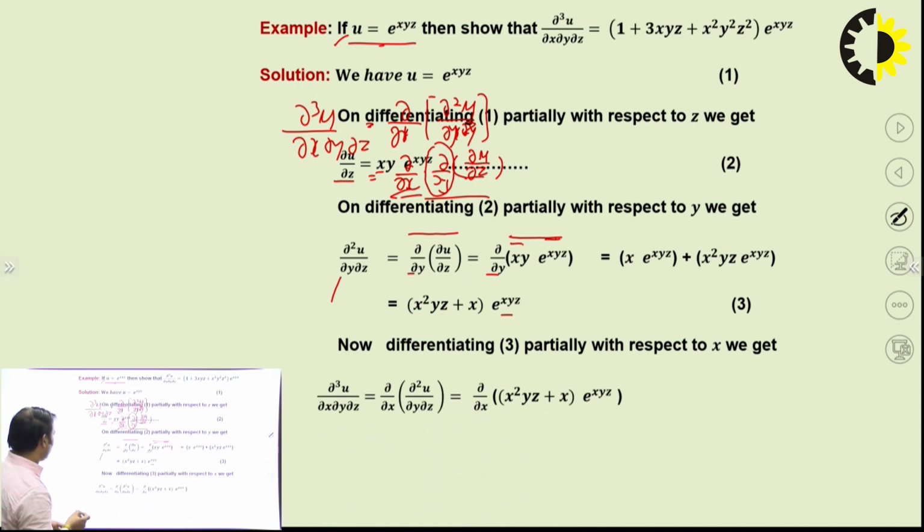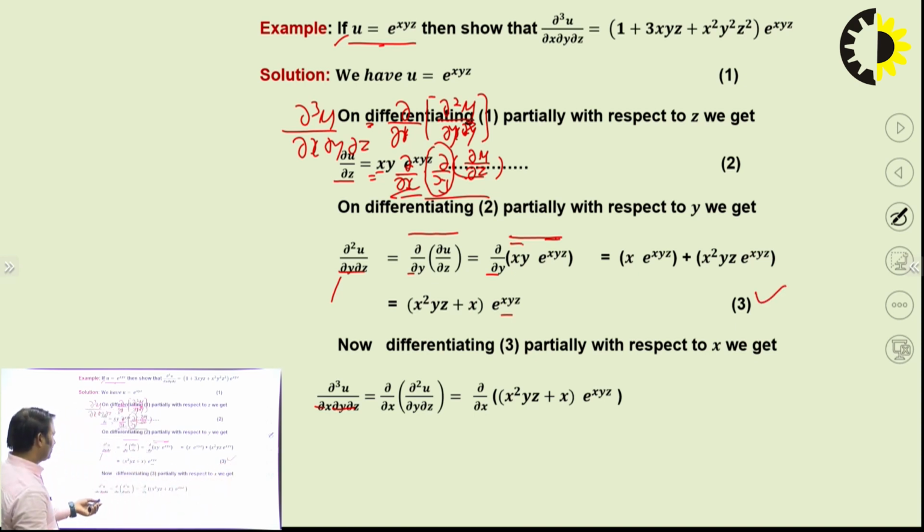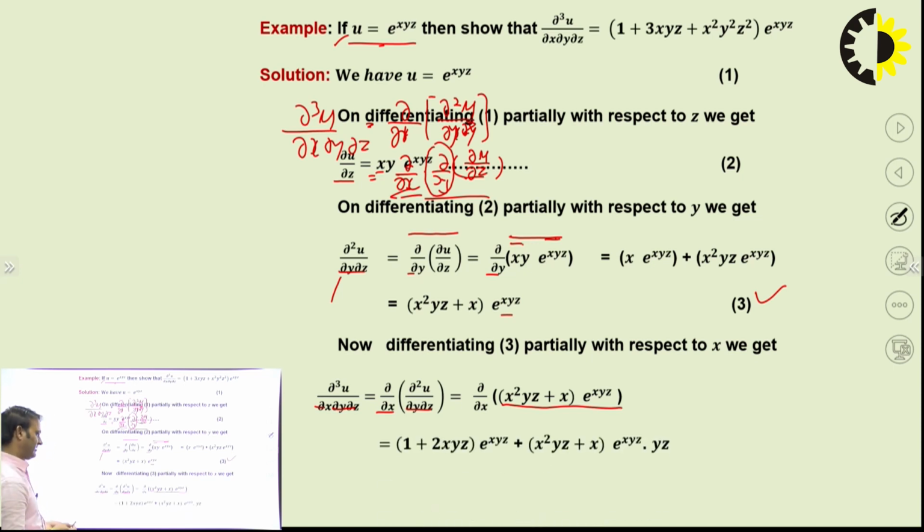So the last we have to open up, del y del z is already calculated over here. You can see now the rest part is we have to open up the differentiation with respect to x over equation number 3. It is very obvious here, right? So it's mentioned here, obviously we have to open up the differentiation with respect to x of del 2u by del y del z. It's very easy. We have to put the values calculated from equation number 3 and we have to differentiate it with respect to x, correct?